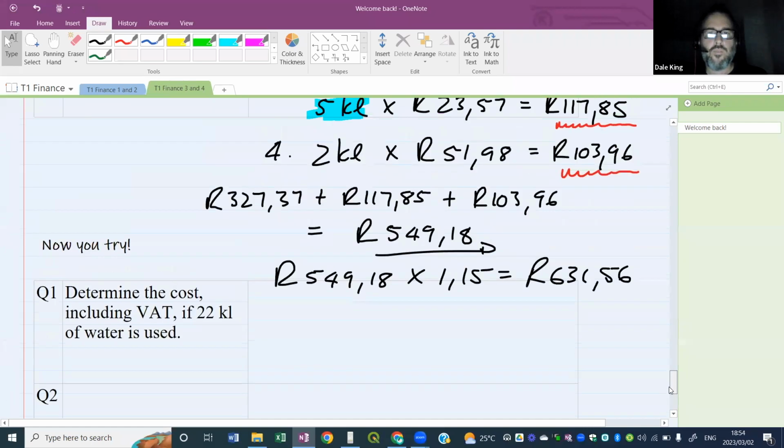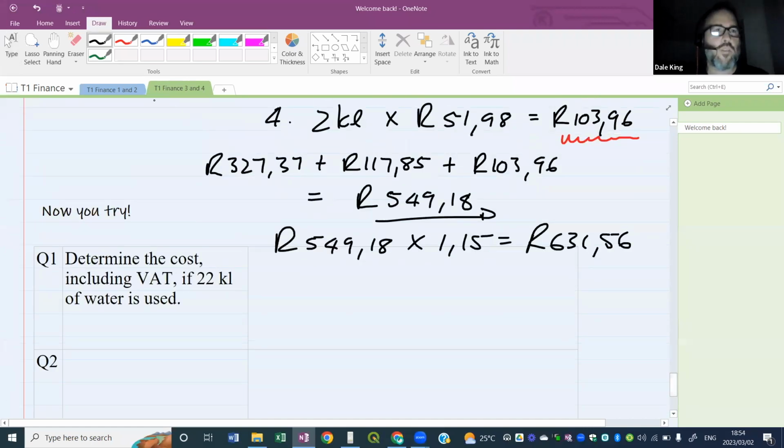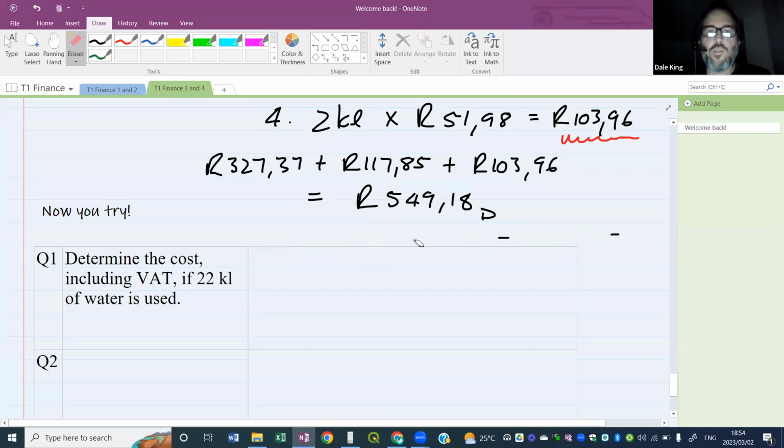All right, we've got 27 kiloliters. Wasn't it 22? Sorry, 22. My apologies. All right, let's rub that out. Hysteria. All right, we got 22. I'm going to write it there so I can remember.